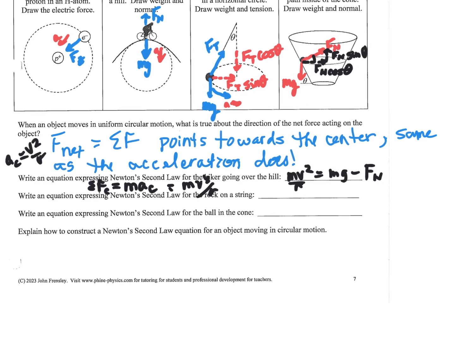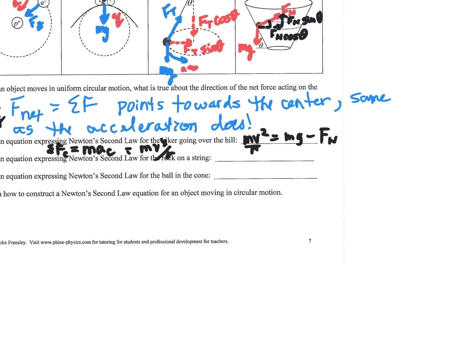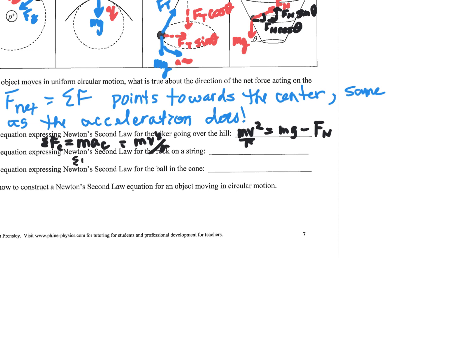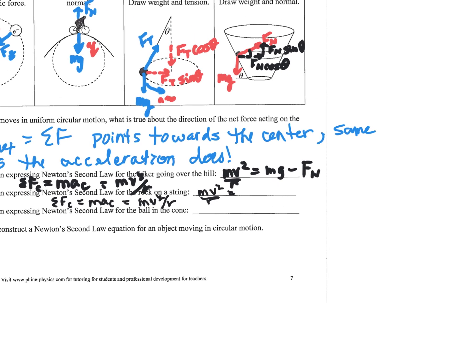How about the rock on a string? Rock on a string, we still know the sum of forces, since it's moving in a circle, ma sub c is going to be mv squared over r. So that mv squared over r is going to be equal to, in this case, the forces acting towards the center of the circle. Well, what's the forces acting towards the center of the circle? That's only the force of tension times the sine of theta. Now, what's acting in the other direction? Well, that would be the force of tension cosine theta acting up has to be equal and opposite mg, which is your gravitational force acting downward.